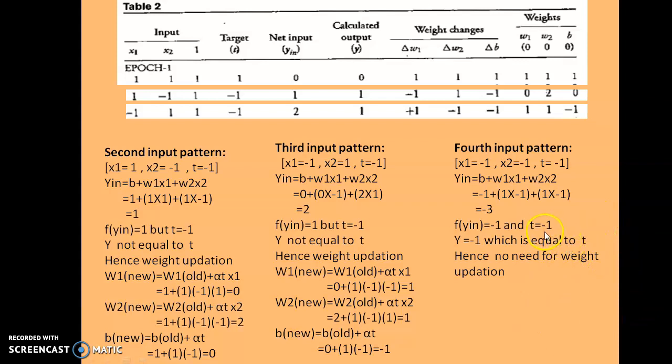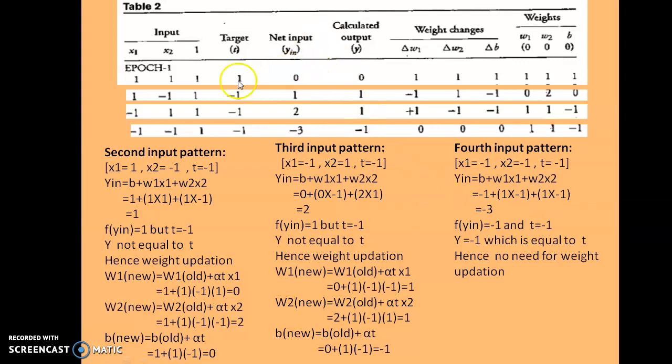So the calculated output is equal to the target output. No need for weight updation. What it means? Our current weight itself works in a proper way in order to satisfy the target output. So no need for weight updation. I will keep the weights as it is.